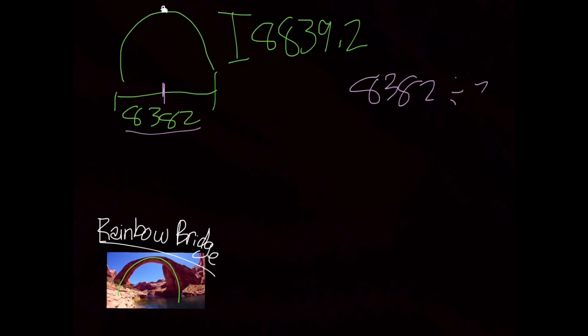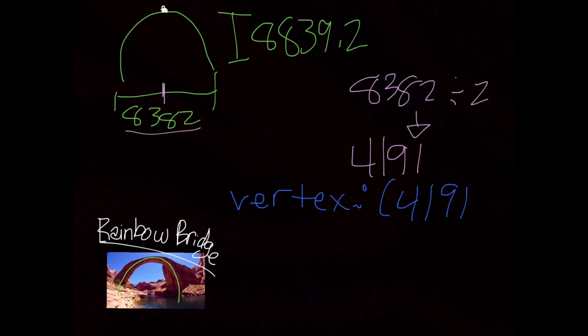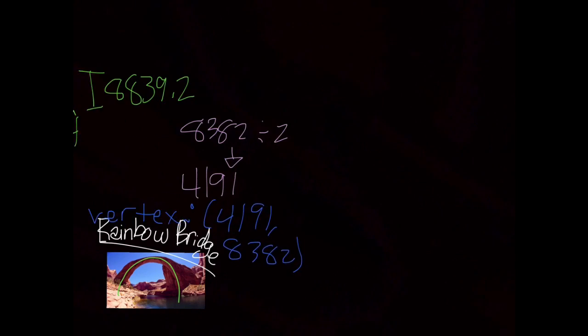8,382 divided by 2. Put that on the calculator, and you'll get 4191. And then from this, we know that the vertex value is going to be 4191 and 8839.2. Okay, so now that we found our vertex, we're going to want to find the a.